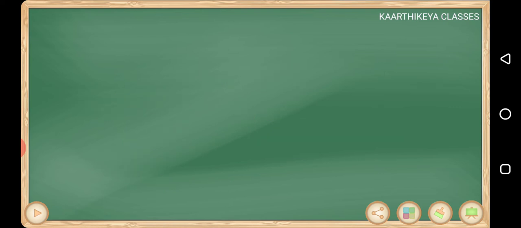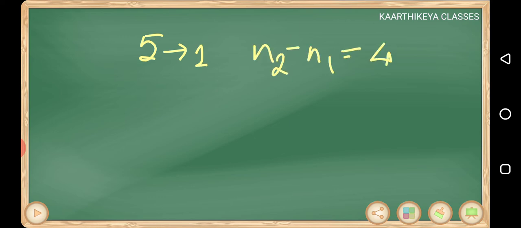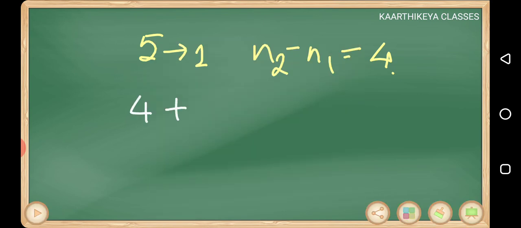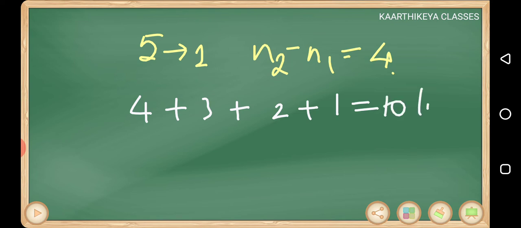But what I feel is that, better than this, we have another formula. Generally it is not given in the books. See 5 to 1, if you want to see what is the n2 minus n1 value, it is 4. So what I say is you write like this: 4 plus 3 plus 2 plus 1, that is the total number of lines. If you get n2 minus n1 is equal to 3, 3 plus 2 plus 1. If n2 minus n1 is equal to 6, 6 plus 5 plus 4 plus 3 plus 2 plus 1.